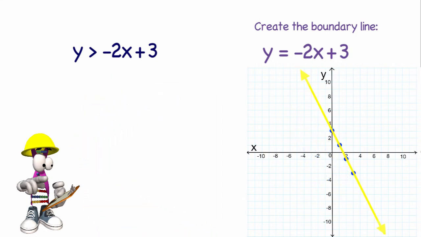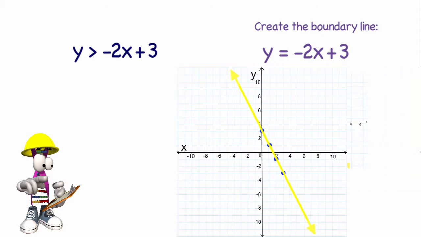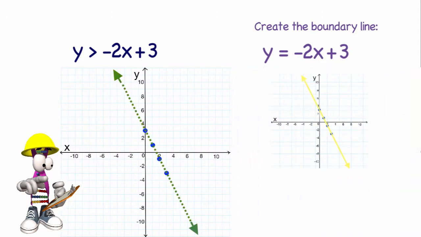This is just a boundary line. We don't want the solutions where y equals negative 2x plus 3, so we're just going to put a dotted line here. This is just our boundary line that's going to separate our right answers from our wrong answers. So now that we have our boundary line, the solutions to y is greater than negative 2x plus 3 either lie above that line or they lie below that line. And we just need to determine where those solutions are.